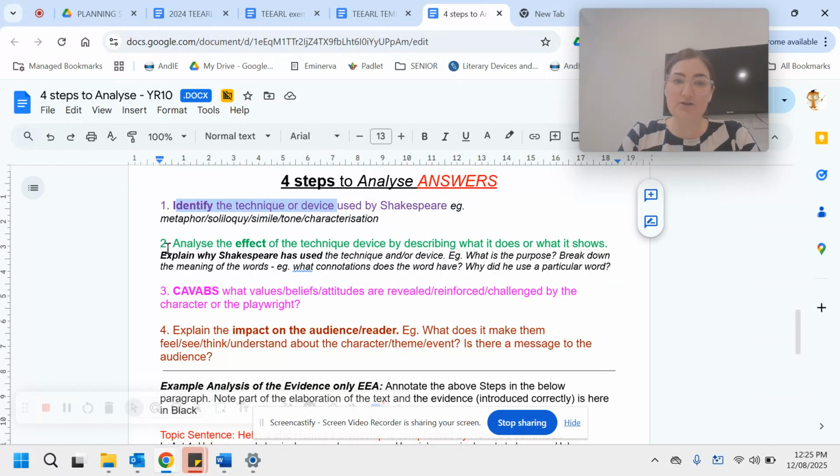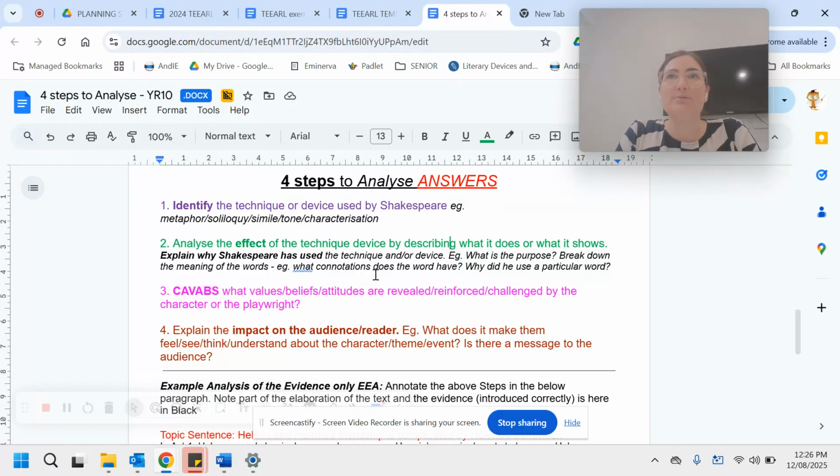Now, it doesn't really matter what order these 4 things are. They just have to be in the paragraph, in the analysis. So if you want to talk about your cultural assumptions and then go into techniques, effect, and then the impact, you can do that. It's up to you. So you choose the technique, so you identify it, you have to name it, what it is, and then you need to tell me what the effect of the technique or the device is. What has it done? What is its purpose? What does it show? Why has Shakespeare or the director, Gil Junger, used the technique? What is the purpose?